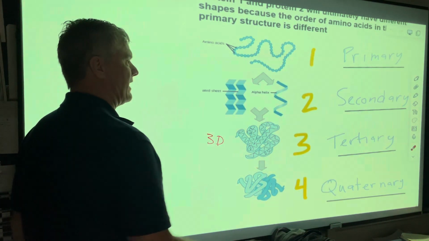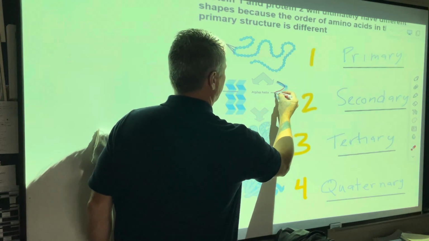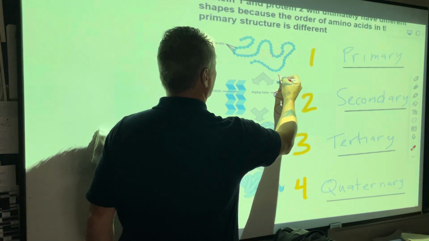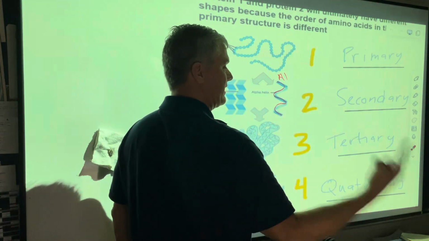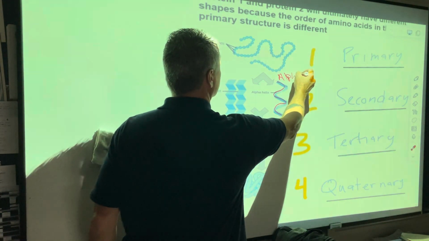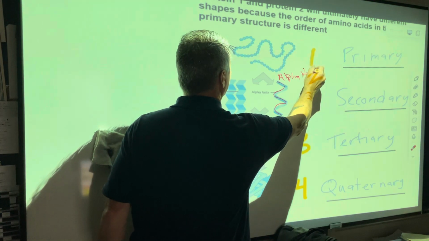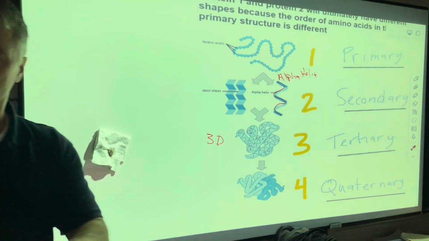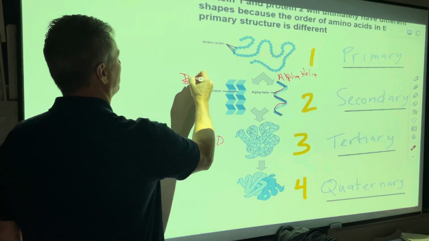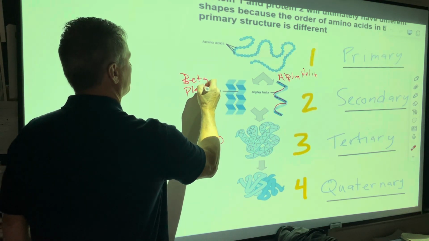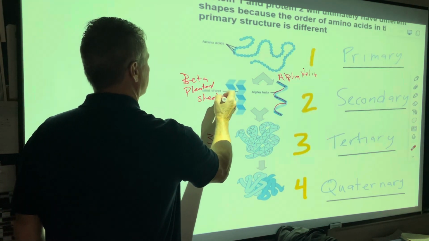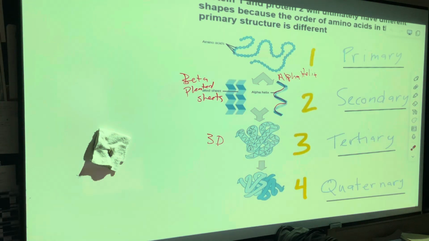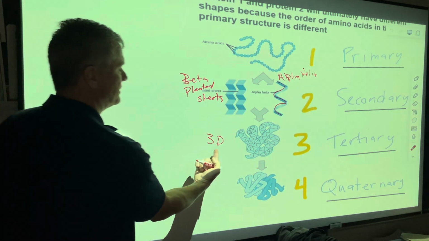Now, for those of you that like this stuff, in the secondary, they can take what's called an alpha helix shape. So it's just going to be like this. It's an alpha helix. I'll write it down. And over here, it looks like somebody's folded paper and folded paper and folded paper. These are called beta pleated sheets. So basically, when they start folding, they're going to fold into either of those two shapes, and then they're going to keep interacting until they are finished and connected into this 3D shape here.